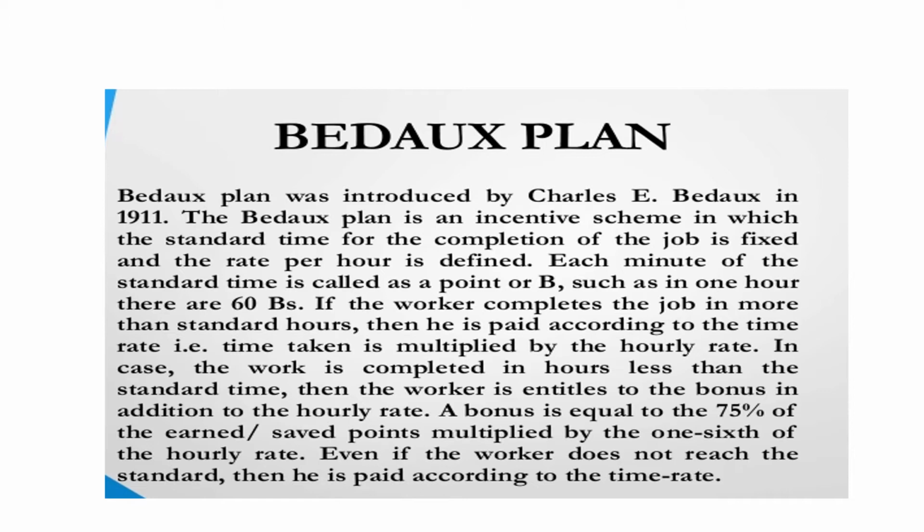In case the worker completes the job in less than the standard time, then the worker is entitled to a bonus in addition to the hourly rate. A bonus is equal to 75% of the earned or saved points multiplied by 1/6 of the hourly rate. Even if the worker does not reach the standard, then he is paid according to the time rate.